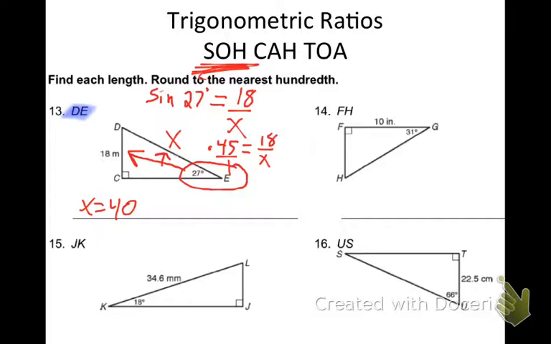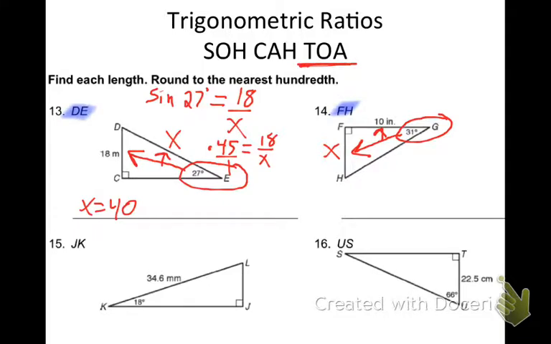Okay. Let's try number 14. I want to find FH. So there I'm placing X on FH. I know angle G is 31 degrees. What trig function deals with the opposite side and the adjacent side? Which trig function am I going to use? Tangent. I'm going to use the TOA here. This is a tangent function.